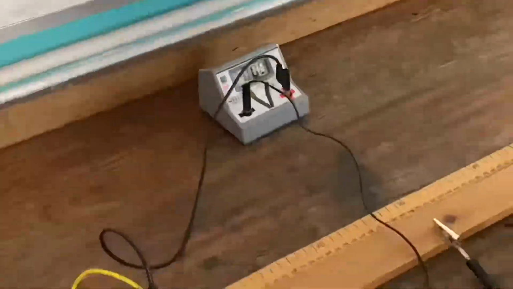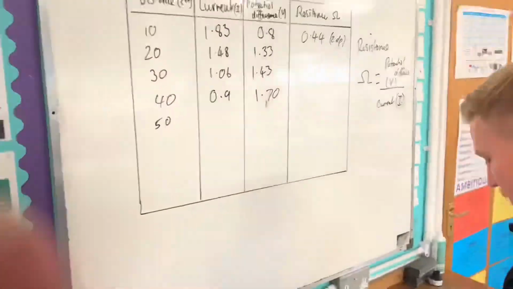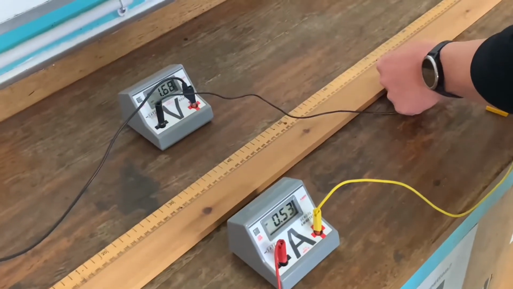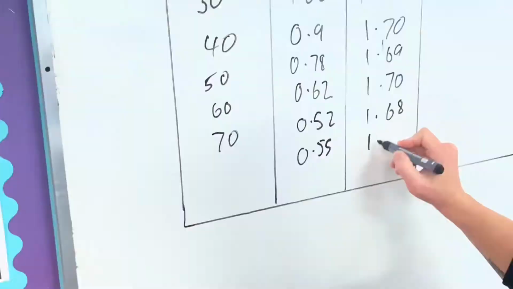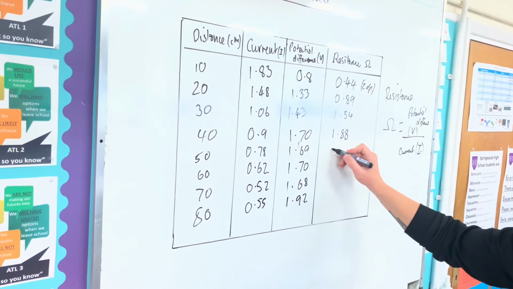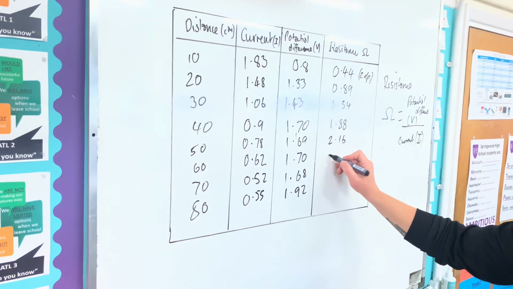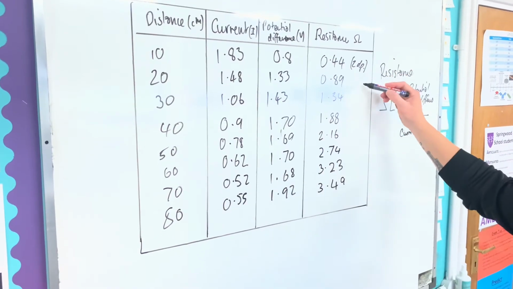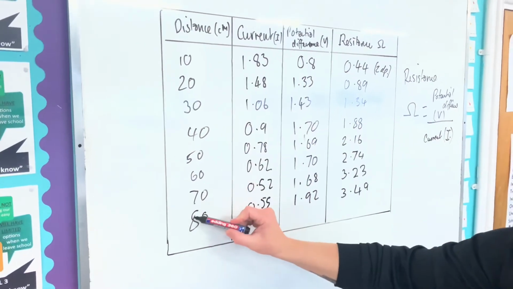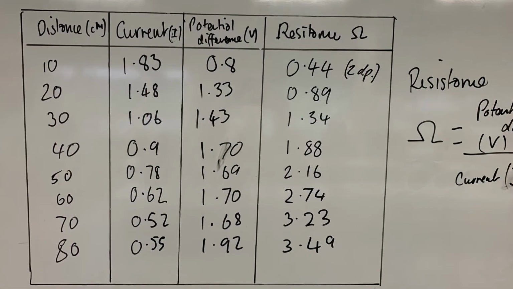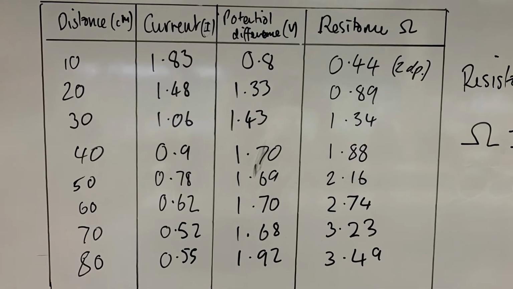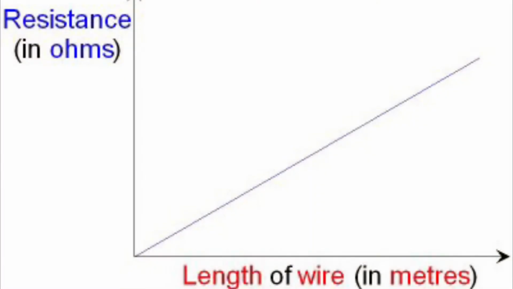So let's take a recording from each of our measurements every 10 centimeters, and I've gone from 10 centimeters to 80 centimeters in my example. So here are my results, and I can represent these results in a graph. And if I plotted my points and drew a line of best fit, it would look something like this.